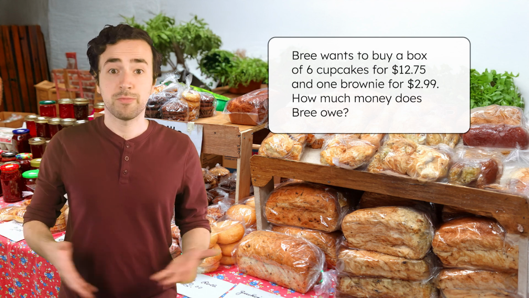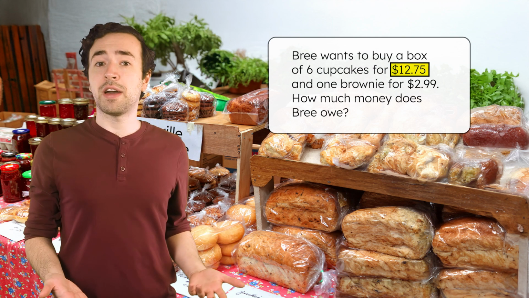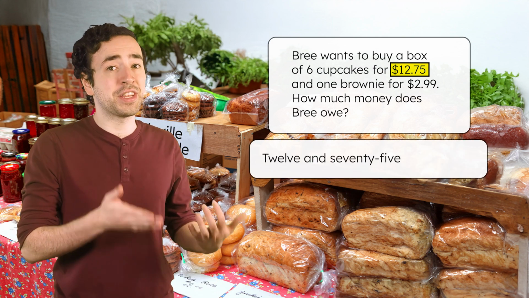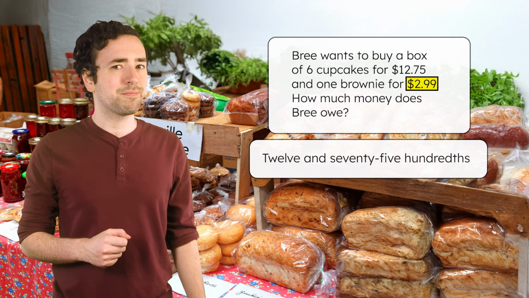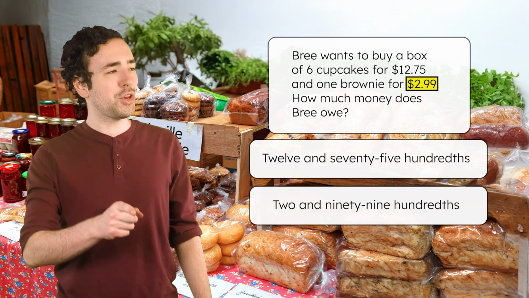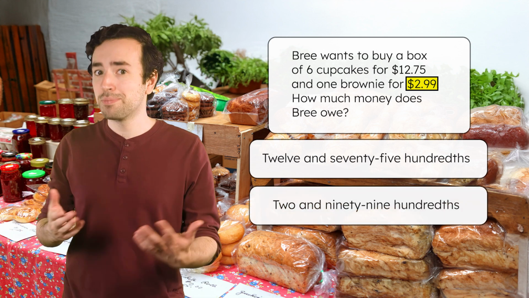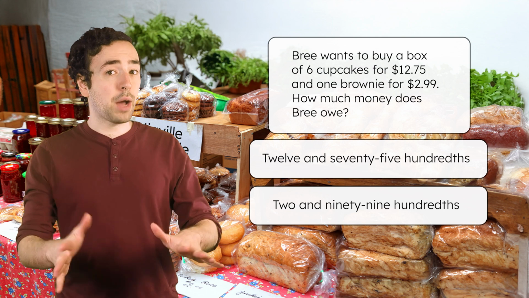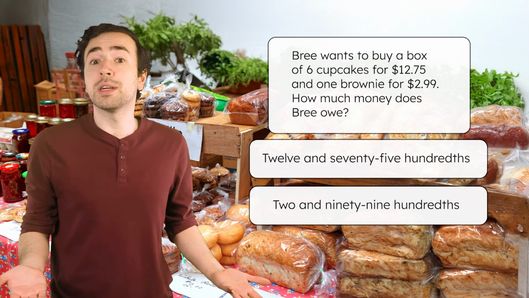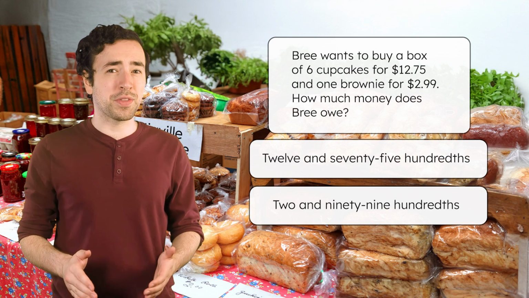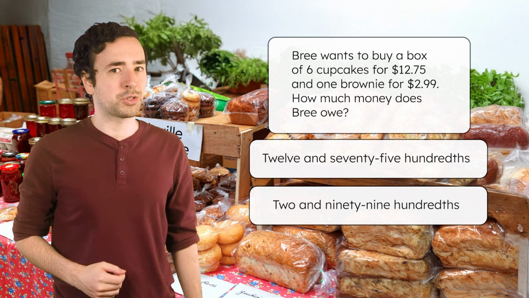For example, $12.75 is 12.75. And what about $2.99? That's 2.99. Exactly. Okay, now we know which operation to use and the 2 numbers we're adding together, so let's learn how to use the addition algorithm with decimals to get our total.